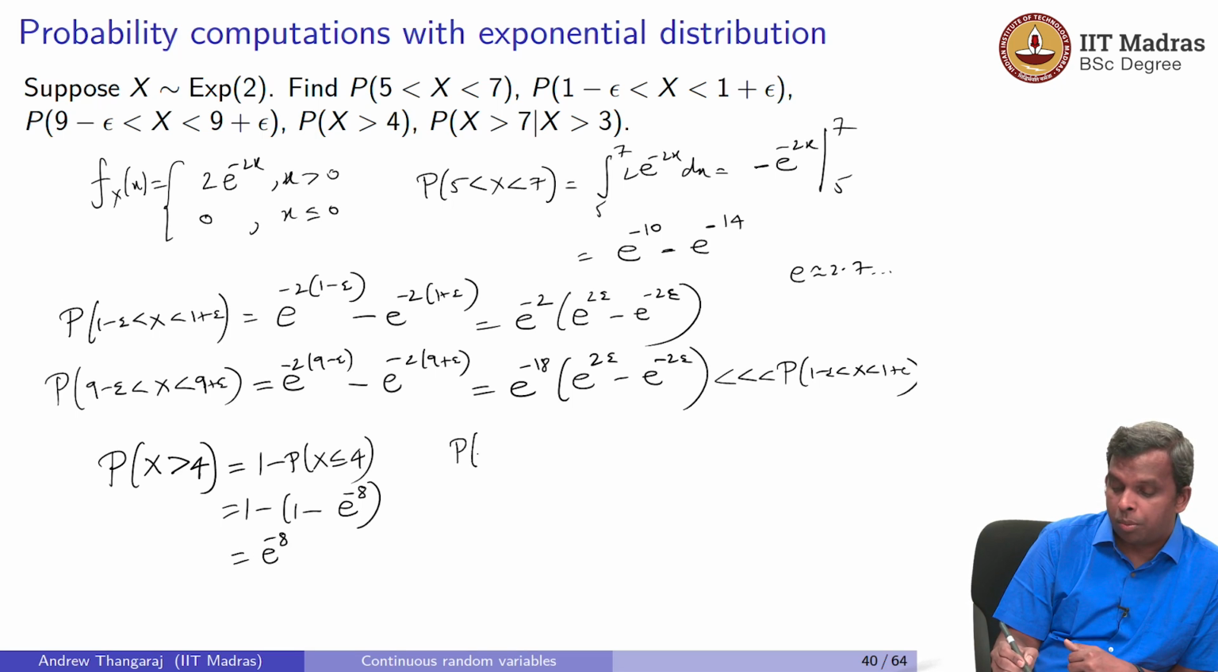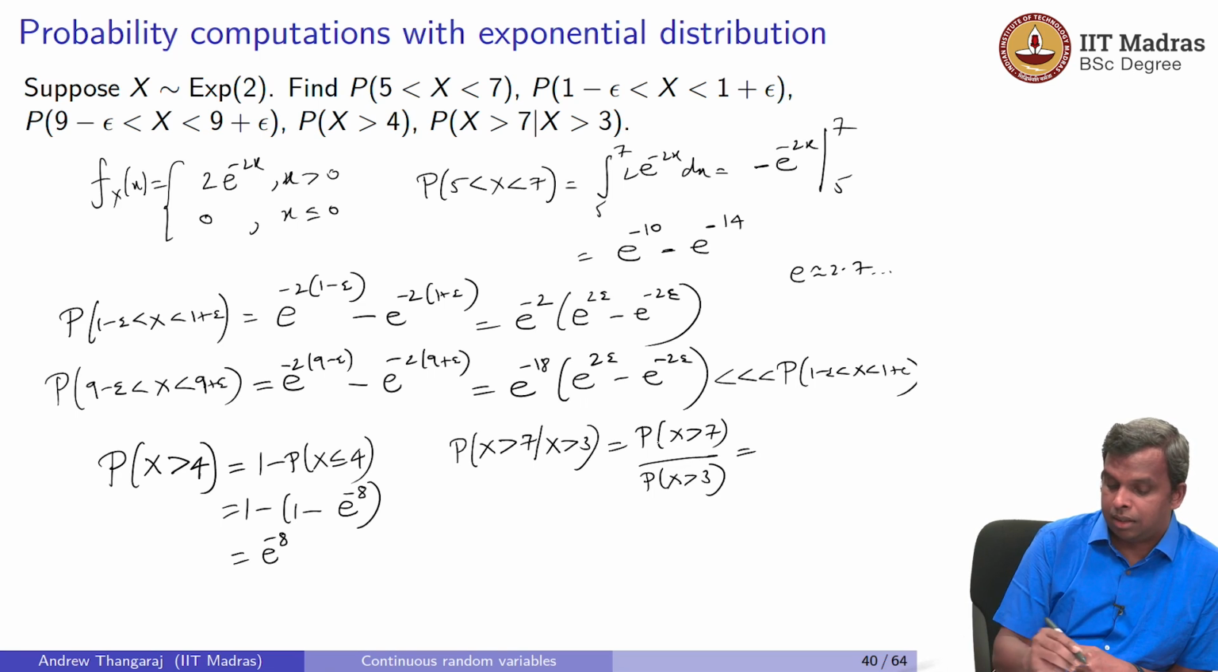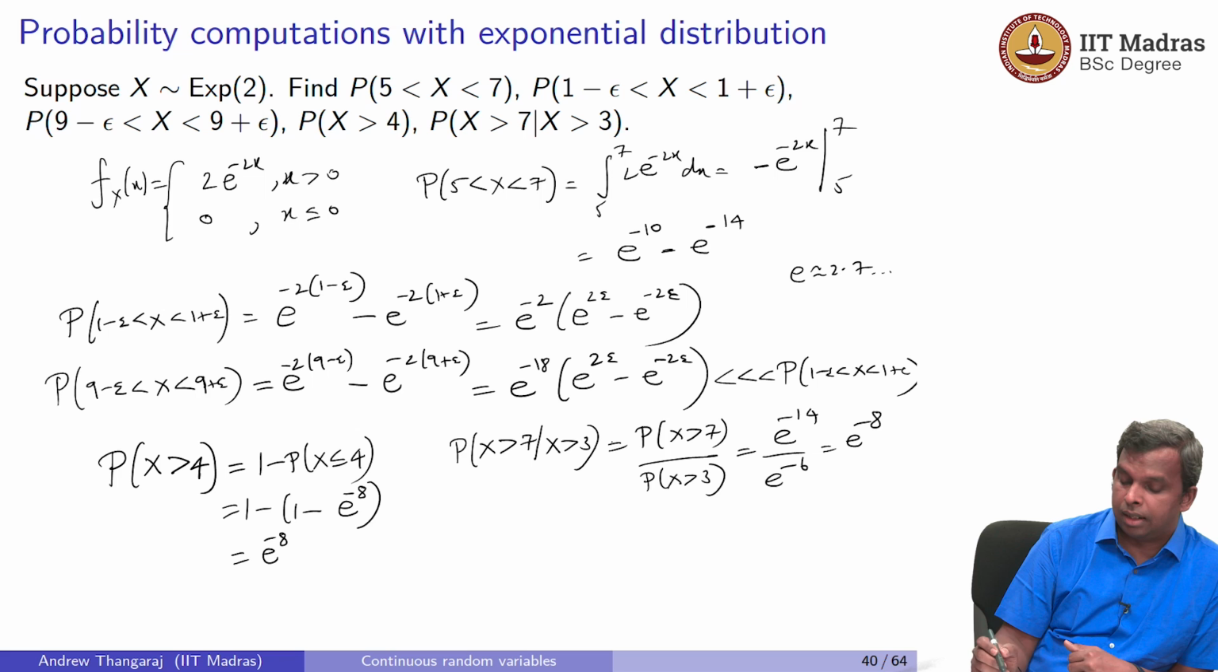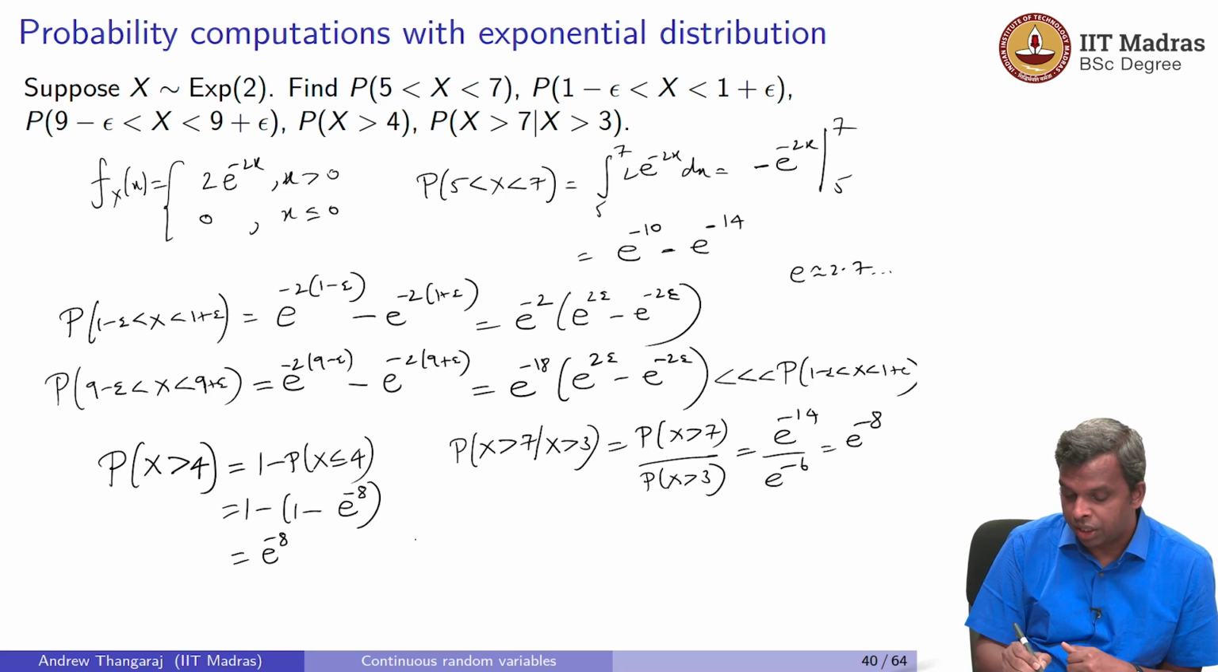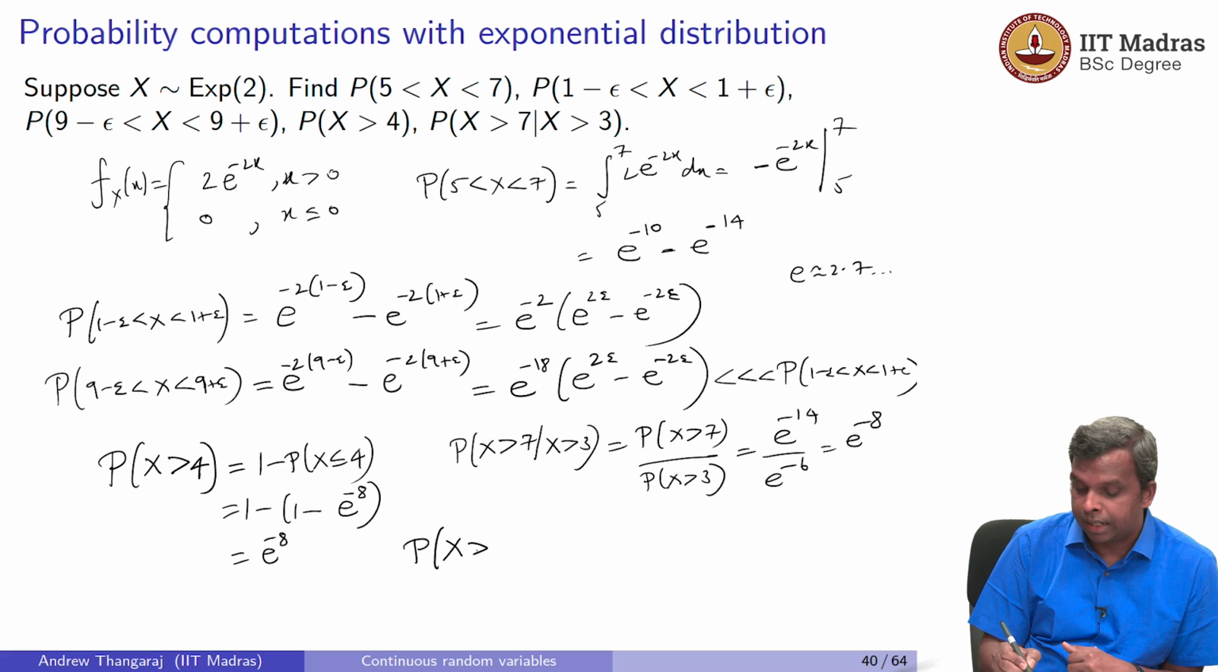Now, look at this other one, probability that x is greater than 7 given x is greater than 3. This is going to be probability that x is greater than 7 by probability that x is greater than 3. It's just like this calculation, it will be e power minus 14 by e power minus 6, e power minus 8. So, notice probability that x is greater than 4 and probability that x is greater than 7 given x is greater than 3, they work out to be the same. In fact, you can show this in general, probability that x is greater than s plus t given x is greater than s is actually e power minus t.